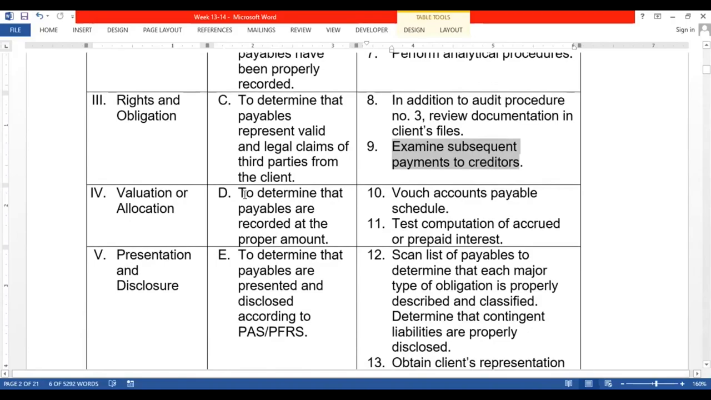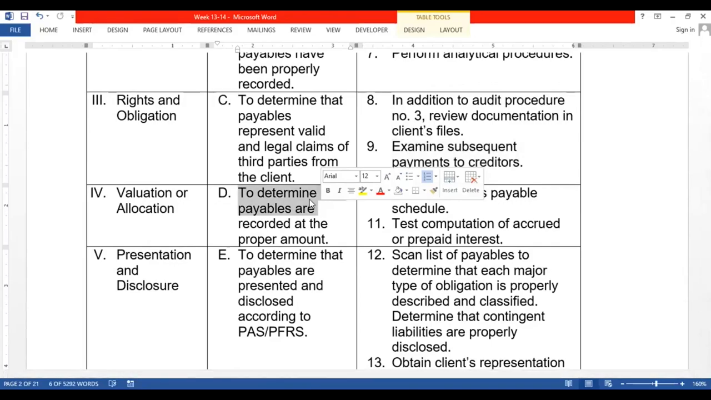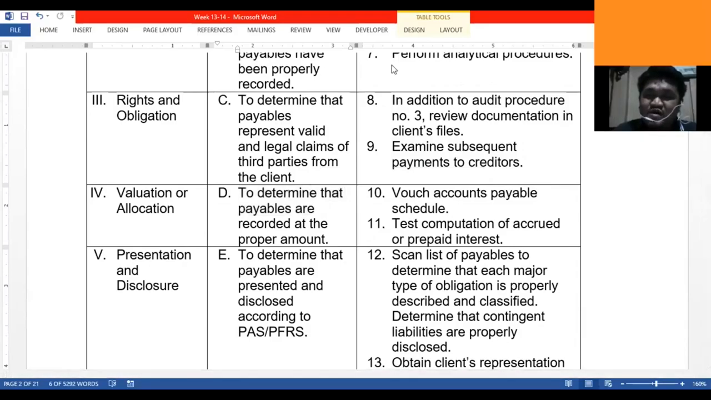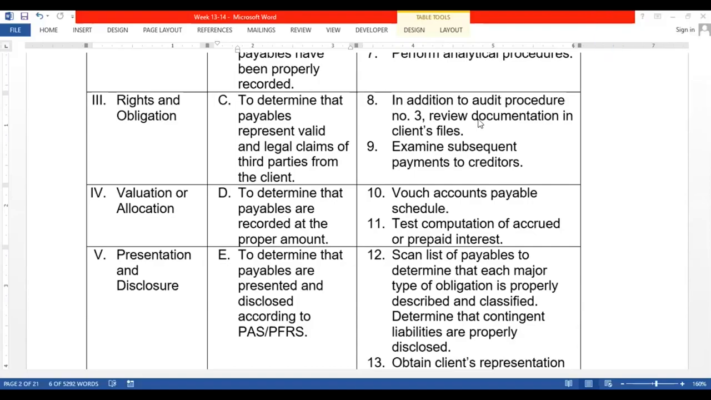Valuation or allocation, so to determine that the property is annotated at the registry of deeds. If the company has a loan, you can see it on the land title. If it is annotated, it means the land serves as collateral for a loan. So you can check if it is annotated at the registry of deeds, the ROD, in the city or the provincial capital.